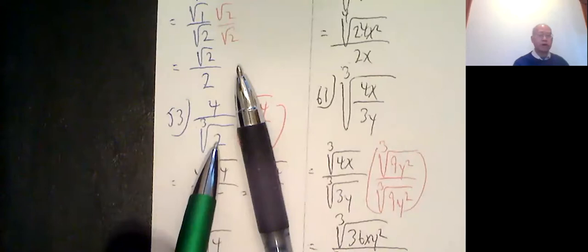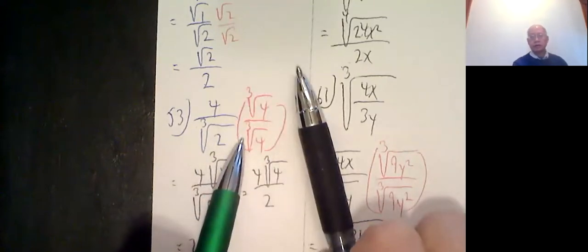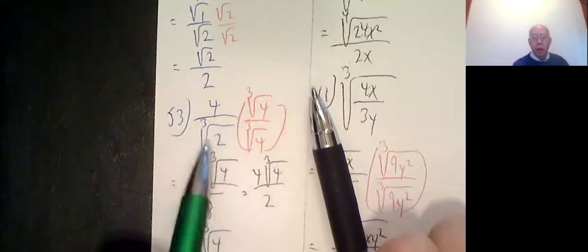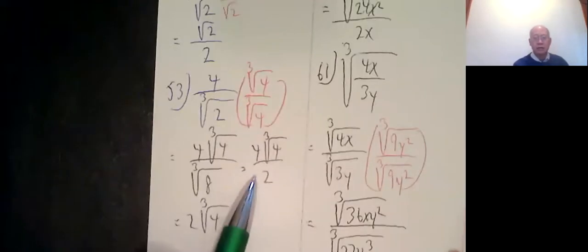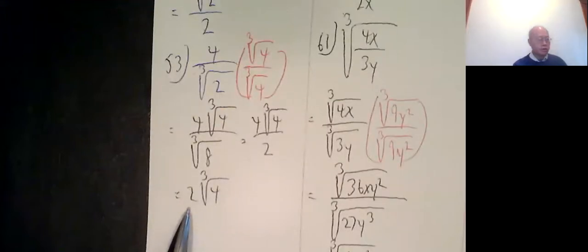So I have to ask myself, how do I force this to be an 8? I multiply by the cube root of 4 in this case. So on top I have 4 times the cube root of 4. The bottom becomes the cube root of 8, and the cube root of 8 is now 2. Okay, and 4 divided by 2 is 2. So final answer, 2 times the cube root of 4.